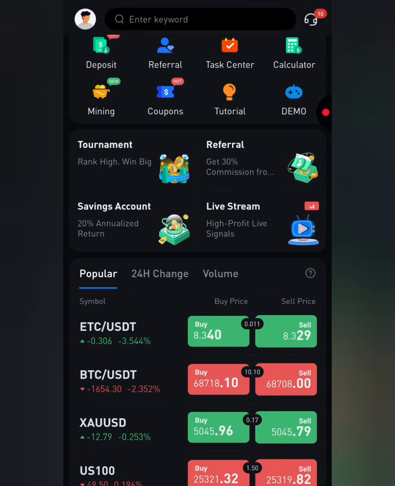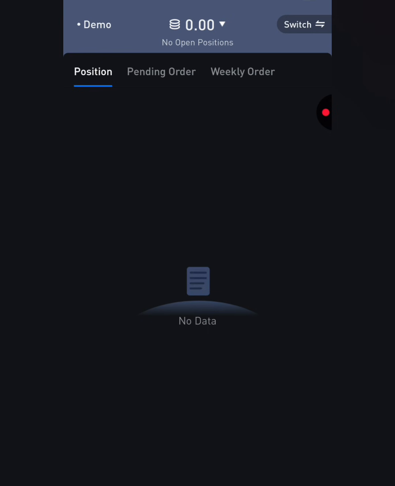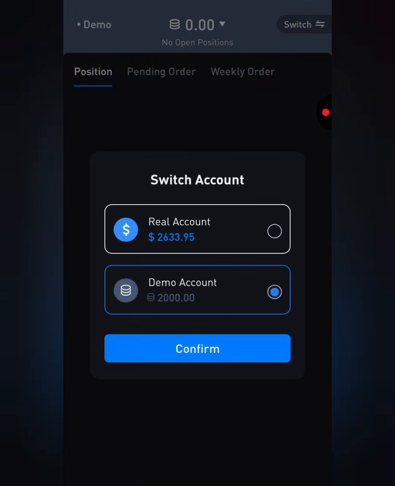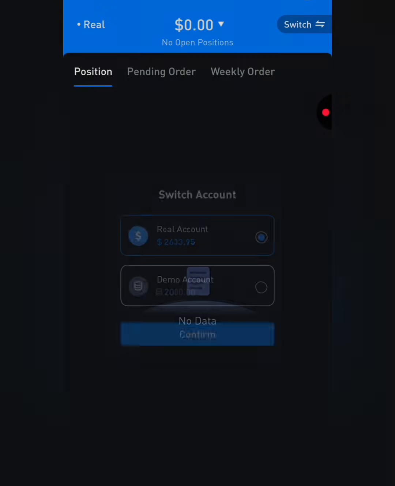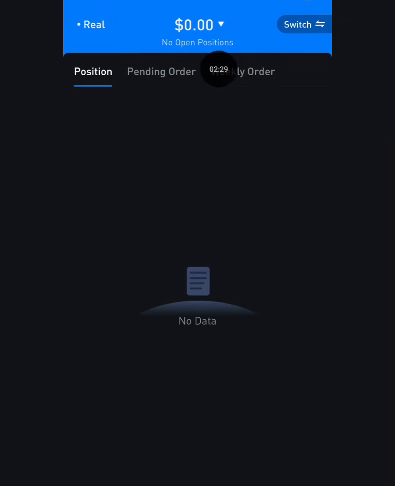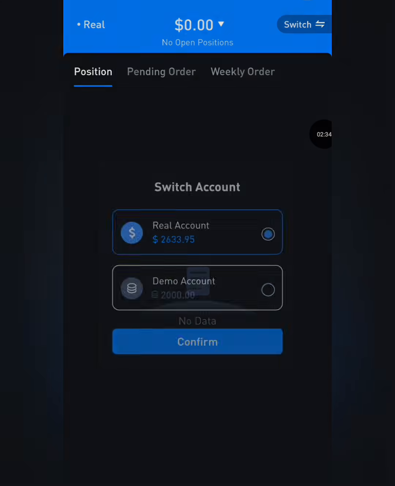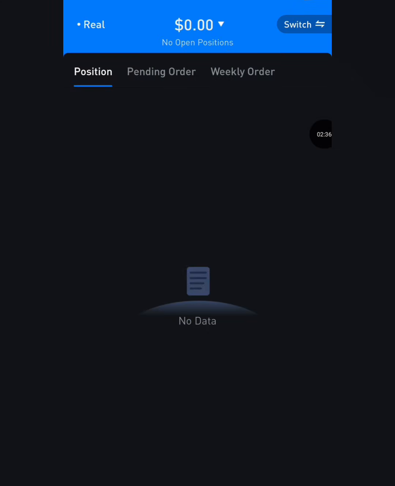All right, so regardless of the account you want to use, whether your demo account or your real account, you can always come and switch it here. When you come to trading down here, you'll find the demo account. You click on switch to switch to your real account, okay? Then you click on the confirm button and it will switch over to your real account. So whichever account you want to use to trade, always come here to switch to that account, all right?